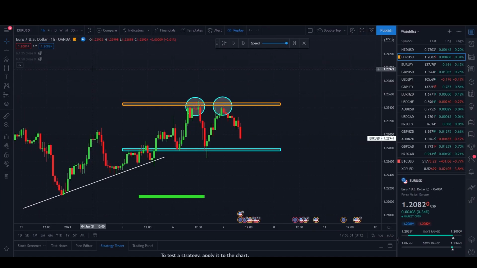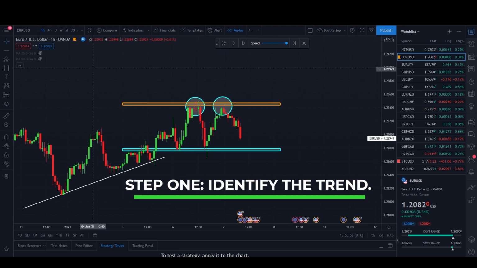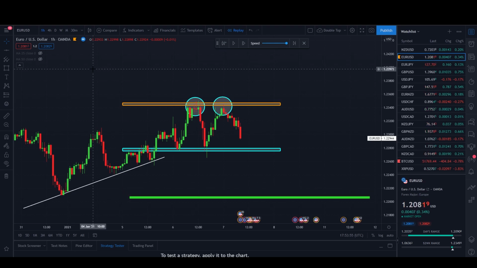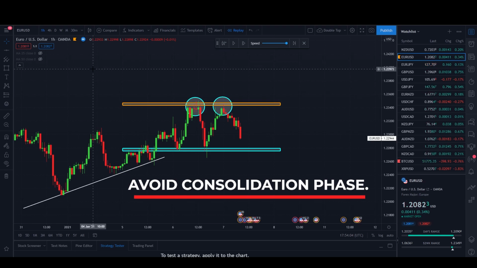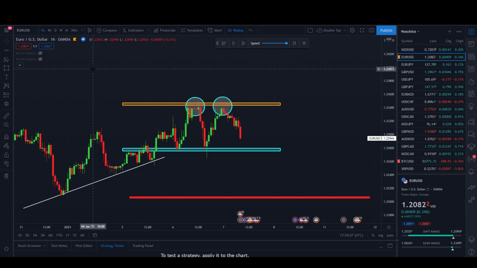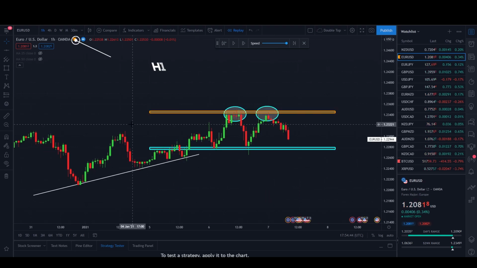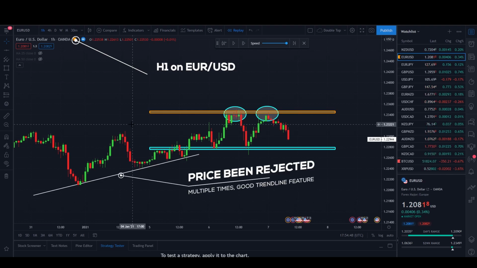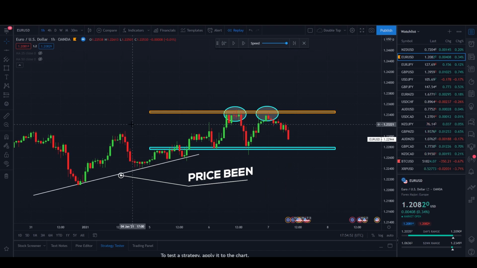So the first step is to identify the direction of the market. Double top needs an uptrend, and because it is a reversal trading strategy, that is why the uptrend is very important. Otherwise, we will end up trading just a ranging market, and this is what you actually want to avoid. On the Euro USD 1 hour chart, we have a bullish uptrend because of multiple rejections in the past. We can also open up a higher chart to confirm it.